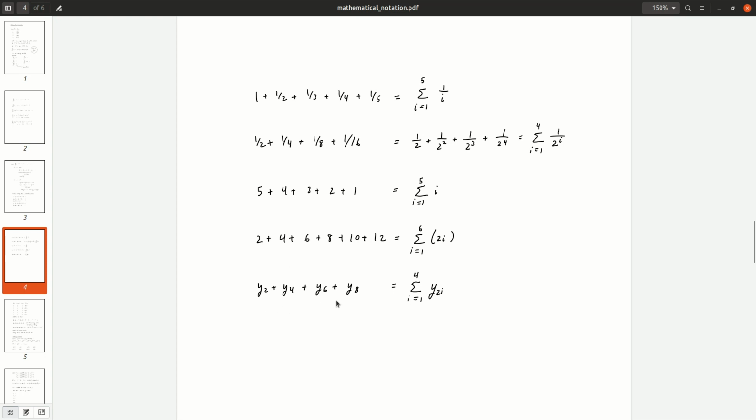All right, this one is very similar, but instead of adding up the actual number 2i, we're adding up the 2ith subscript for y. So if we had 8 marathon times and we wanted to add up the marathon times corresponding to the even indices, we would write it in summation notation like this. So i equals 1 to 4, y sub 2i. So i equals 1, you get y sub 2. i equals 2, you get y sub 4. i equals 3, you get y sub 6. And i equals 4, you get y sub 8.